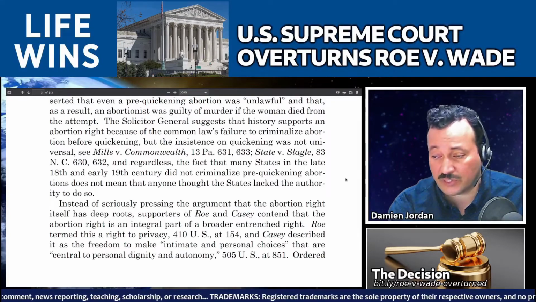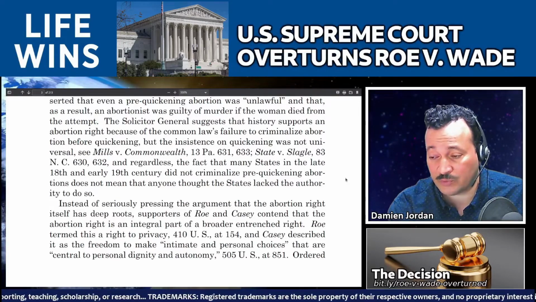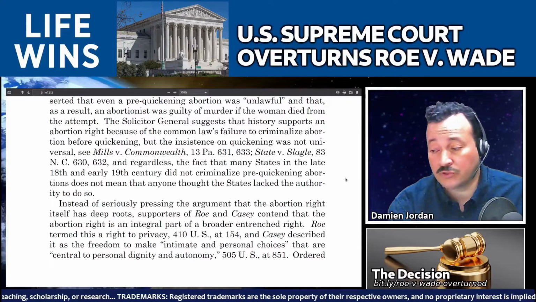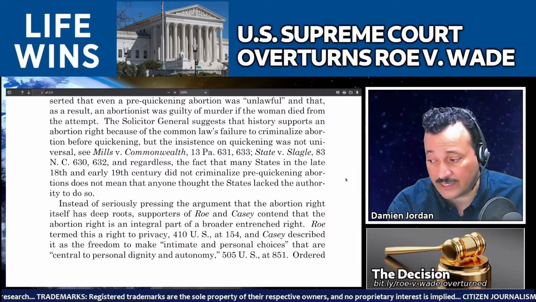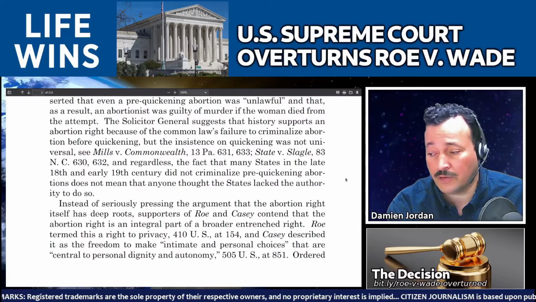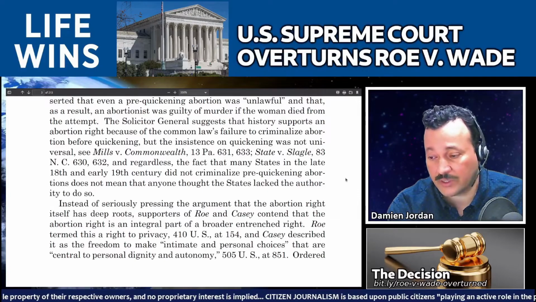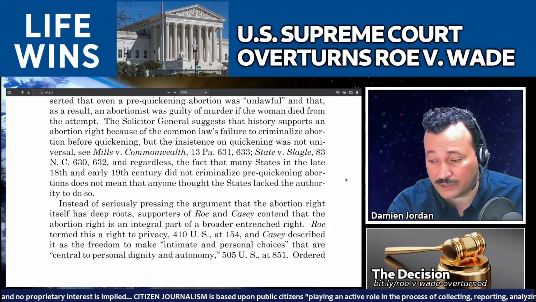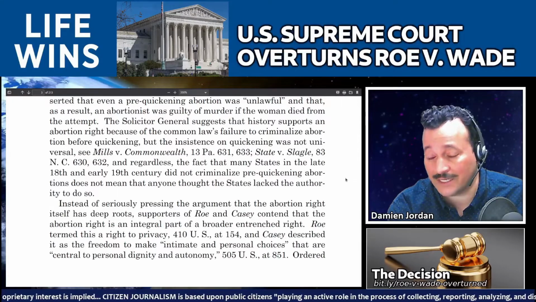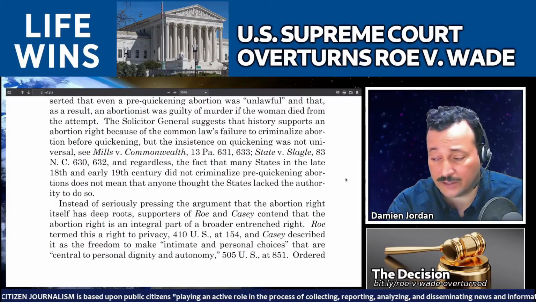Instead of seriously pressing the argument that the abortion right itself has deep roots, supporters of Roe and Casey contend that the abortion right is an integral part of a broader entrenched right. Roe termed this a right to privacy, and Casey described it as the freedom to make, quote, intimate and personal choices that are, quote, central to personal dignity and autonomy.